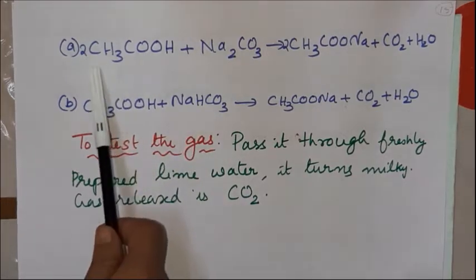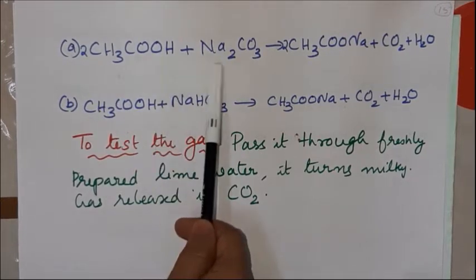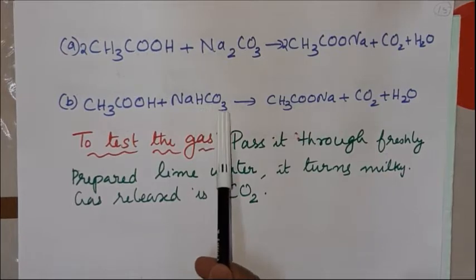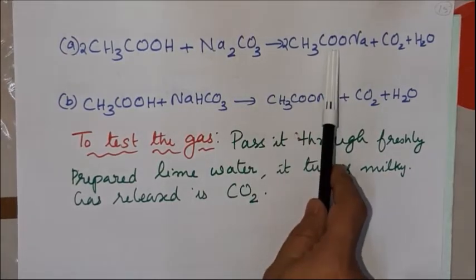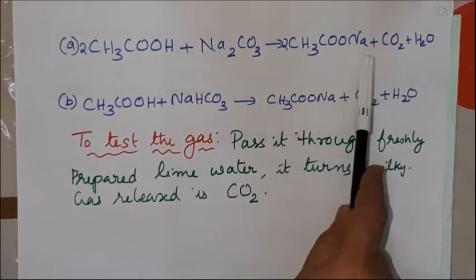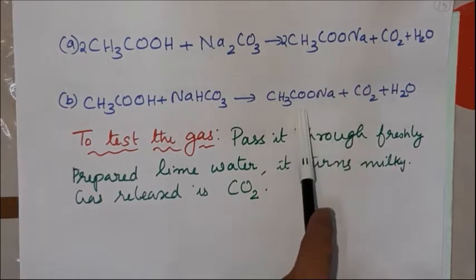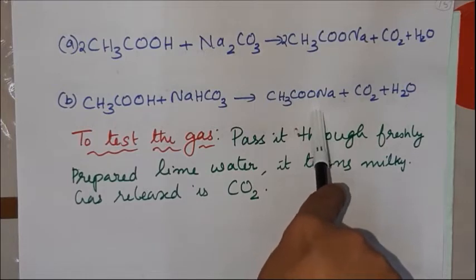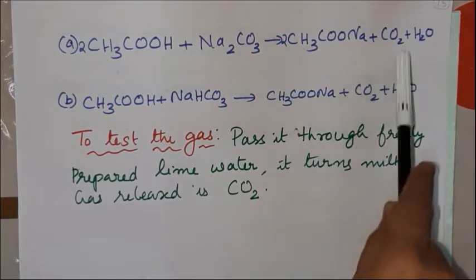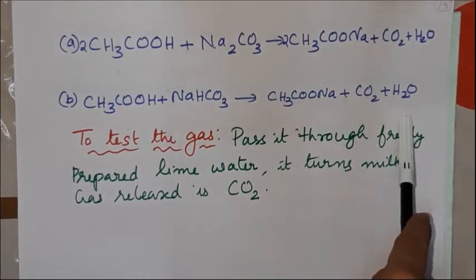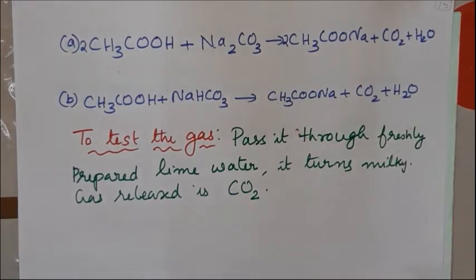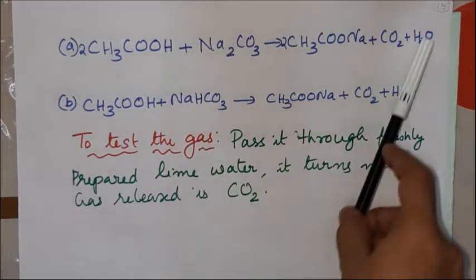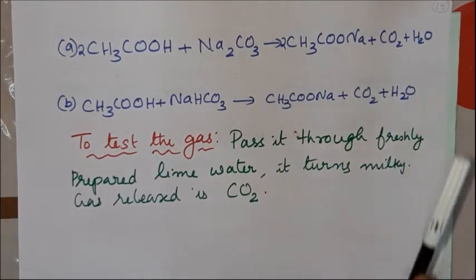So observe the reaction: ethanoic acid plus sodium carbonate, ethanoic acid plus sodium bicarbonate. What are the products formed? In both the cases you will observe it is sodium acetate, CH3COONa, and the two products, carbon dioxide and water. The only difference is whether you have taken a carbonate or a bicarbonate. In both the cases, products are the same.